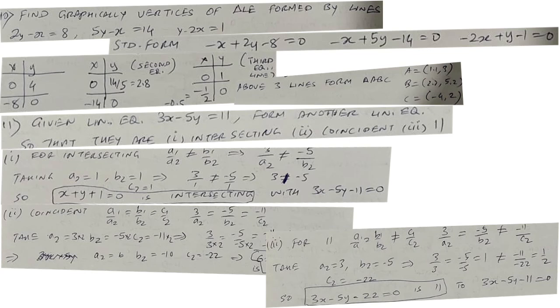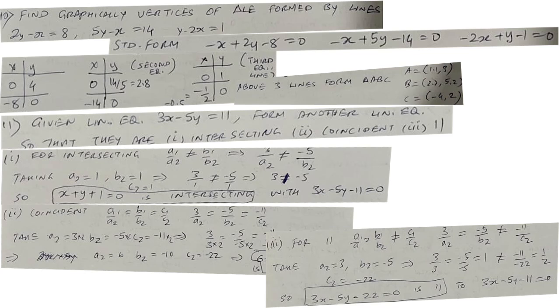Okay, what about parallel? For parallel, A1 by A2 should be equal to B1 by B2, but it should not be equal to C1 by C2. So simply, 3 by A2 is equal to minus 5 by B2, which is not equal to minus 11 by C2. For that, you take A2 as 3 itself and B2 as minus 5 itself, which means 3 by A2 is 3 by 3 and minus 5 by B2 is minus 5 by minus 5, you will get 1.